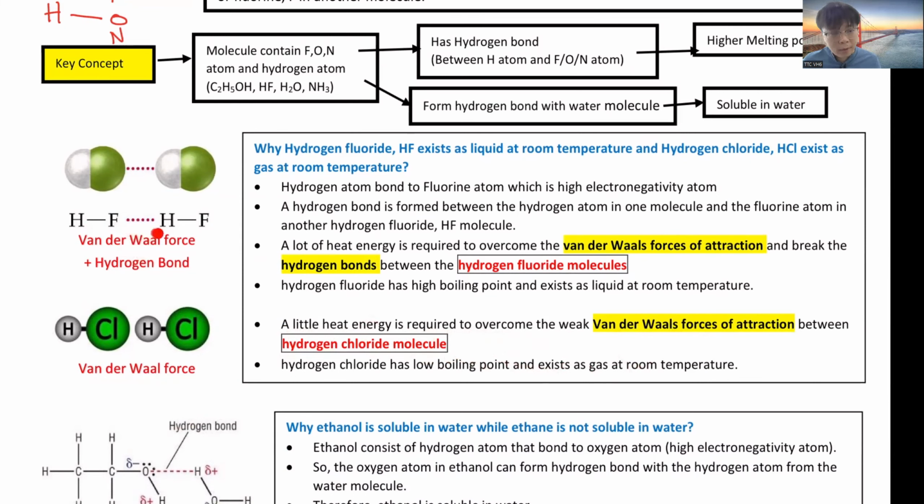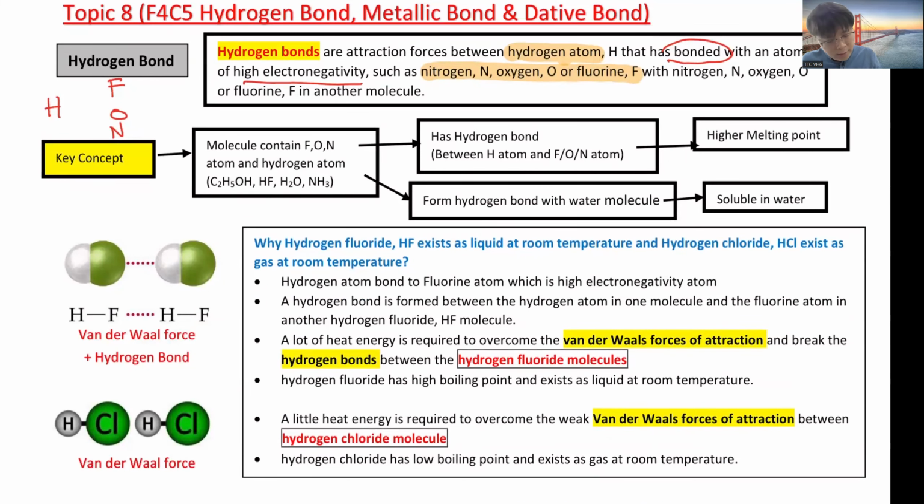But HF has hydrogen bond, because the H is connected to F. So there will be a hydrogen bond between the HF molecules. In this case, originally you only have van der Waals, now you have van der Waals plus hydrogen bond. So technically the forces are actually stronger. So now instead of using a little heat, you need a lot of heat to overcome the van der Waals plus break the hydrogen bond between the hydrogen and fluoride molecules. That's why the melting point will be much higher than hydrogen chloride gas.